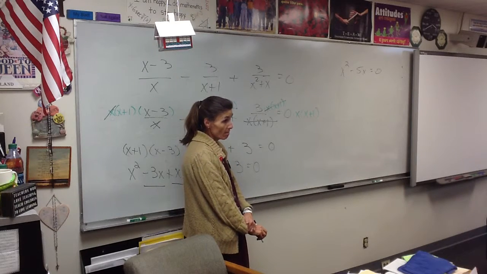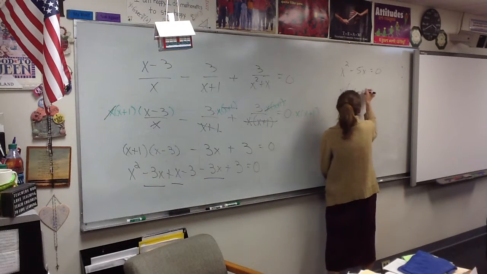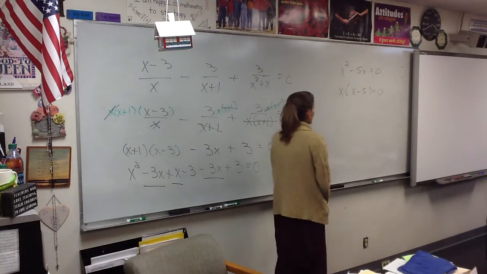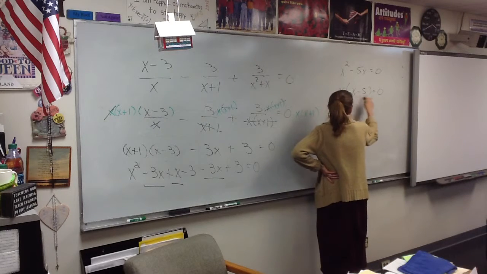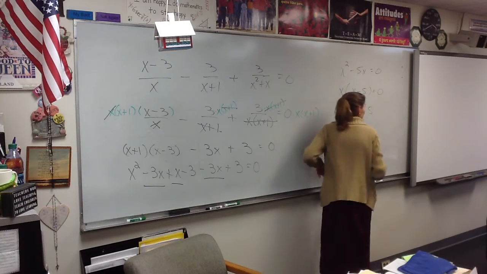How do you want to solve that? You can take out an x. Factor out an x. Yes, you're factoring. You're factoring out an x. So what does that tell you your answers are? X equals 0 or x equals 5.